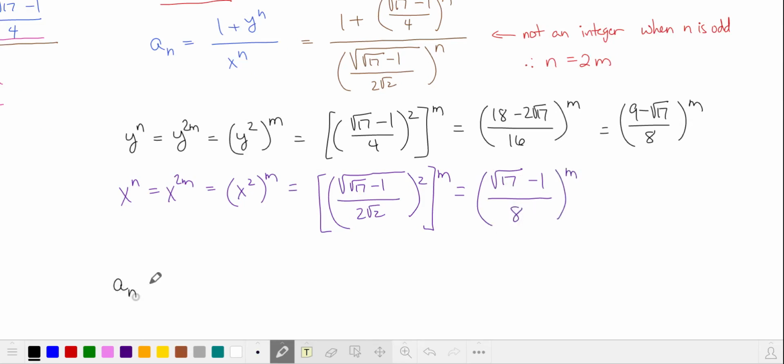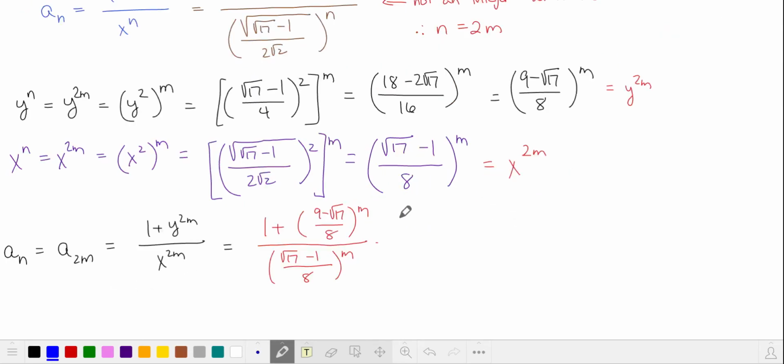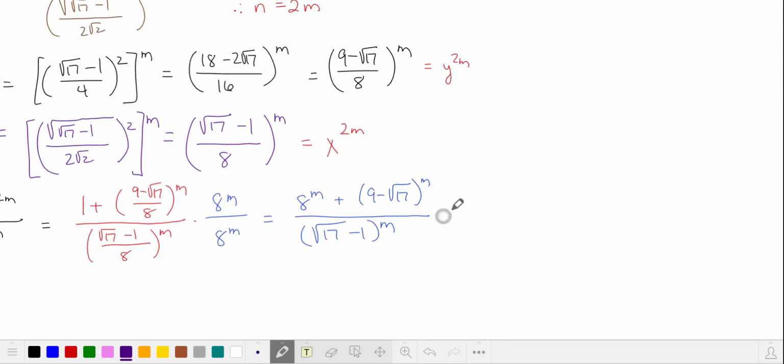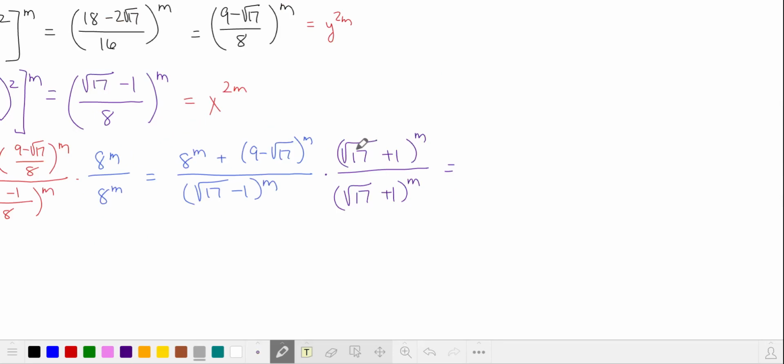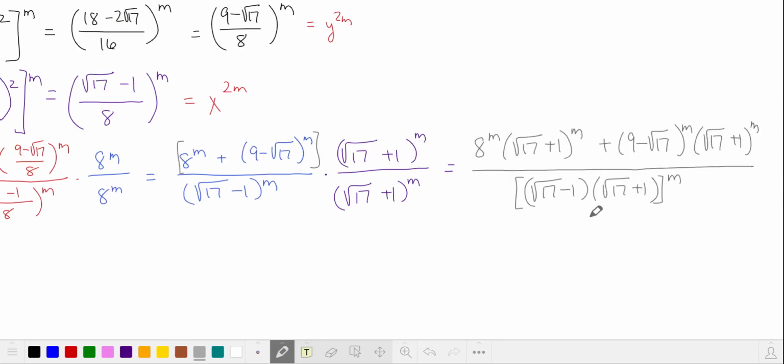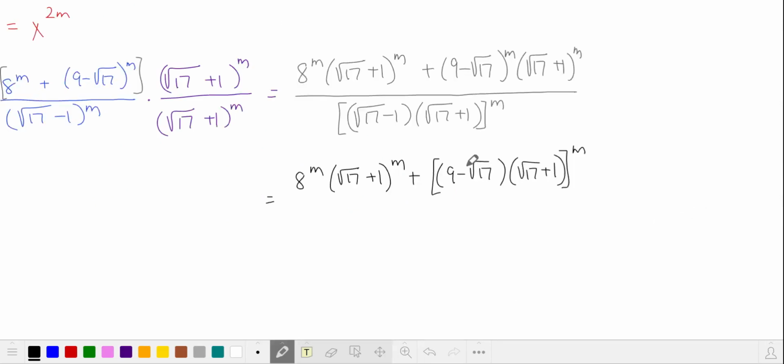Let's write our expression now in terms of m. I'll get rid of these denominators in these two fractions, and then we'll rationalize the denominator. I'll distribute this over the two terms in the numerator, and in the denominator we have the difference of squares raised to the mth power. We'll multiply these two factors, and in the denominator we have 17 minus 1, or 16 to the mth power.